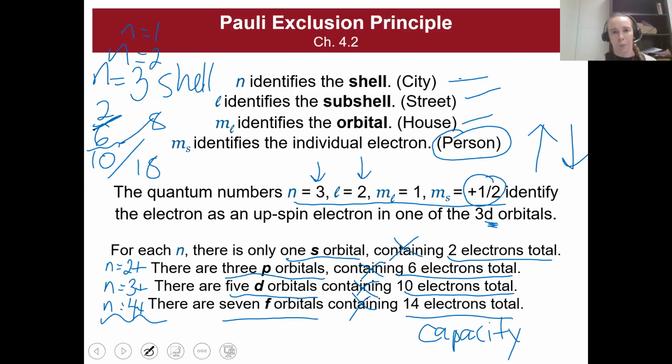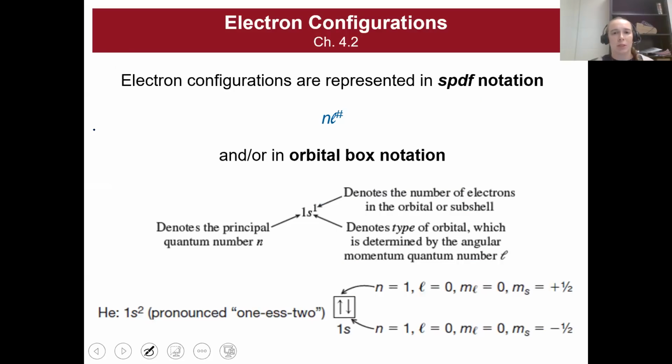Okay, good to know. All right, so let's talk about this electron configuration thing. So now that we know about our quantum numbers and their values and how they correspond to exact electrons, let's look at electron configurations. So electron configurations are often represented this way. The n is the number, the L corresponds to the subshell, so s, p, d, or f. We call this spdf notation. And then there's a superscripted number that tells us the number of electrons in that orbital or subshell.